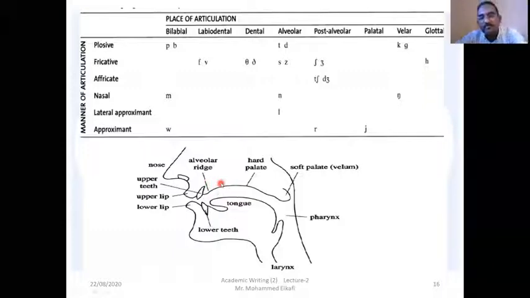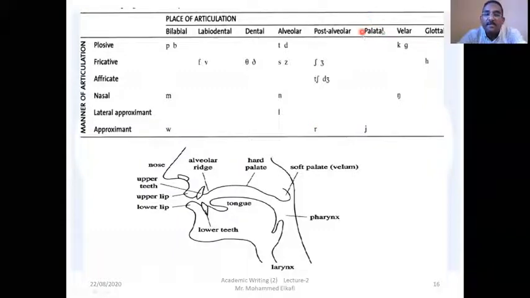Or palato-alveolar. So sometimes we write it as post-alveolar, and some other times as palato-alveolar. Palato-alveolar because it is in the area between what? Palate and alveolar ridge.